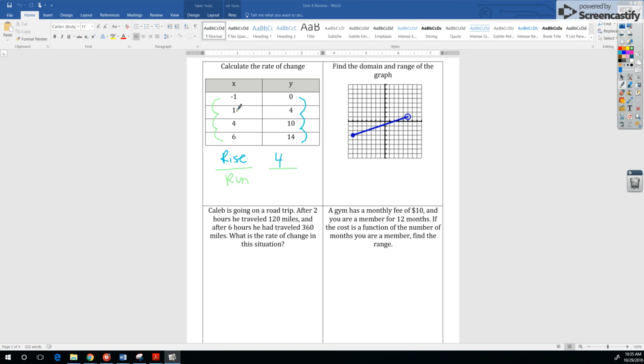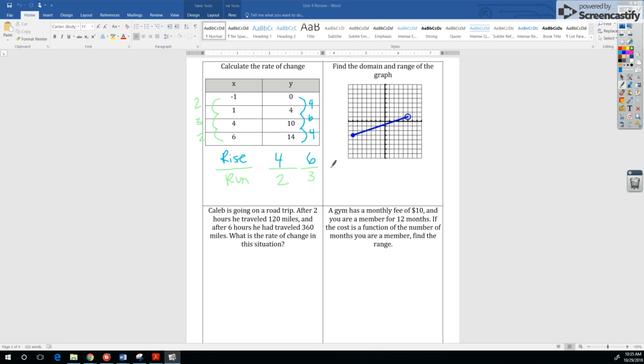So from -1 to 1 is 2. From 1 to 4, oh, I am missing this part right here. This is going up by 4, but this is going up by 6. And then this is going up by 4. So let's see what's going on here. This is going up by 3, then this is going back to 2. So when it was going up by 4 on the y's, it's going up by 2 on the x's. When it's going up by 6 on the y's, it's going up by 3 on the x's.